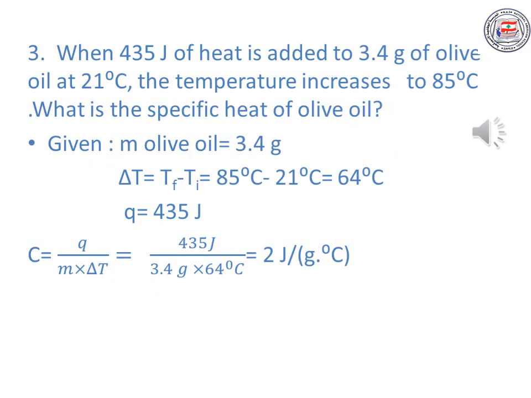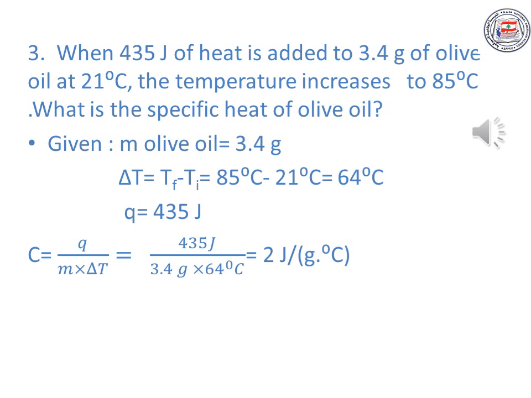Number 3. When 435 joules of heat is added to 3.4 grams of olive oil at 21 degrees Celsius, the temperature increases to 85 degrees Celsius. What is the specific heat of olive oil? We write the given. Mass of olive oil equals 3.4 grams. Delta T, which is T final minus T initial, 85 degrees Celsius minus 21 degrees Celsius equals 64 degrees Celsius, and Q equals 435 joules.